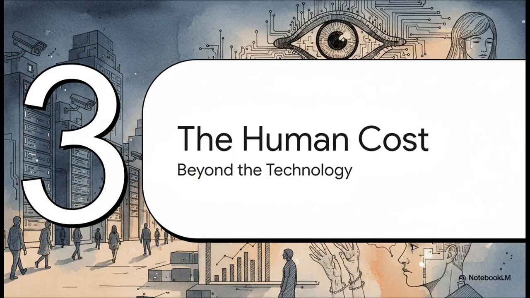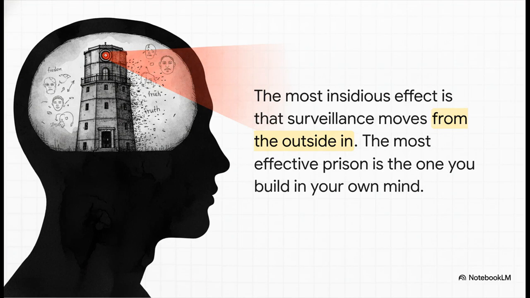Okay, so we've talked about the tech, we've talked about the numbers, but behind all of that, there's a real, profound human cost. So what's it really like to live your life under the constant gaze of an algorithmic state? Maybe the most sinister part of all this is how the censorship moves from the outside in. It's like the most effective prison becomes the one you build inside your own head. Because when you're being watched all the time, you start policing yourself.